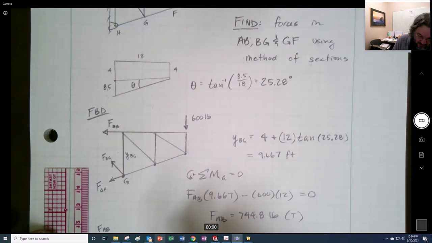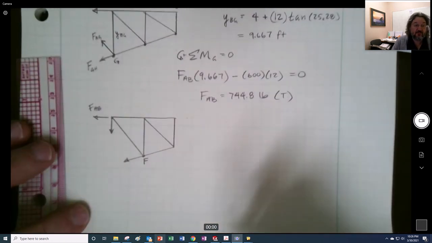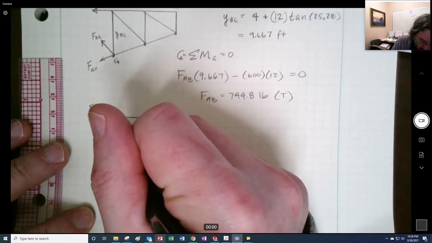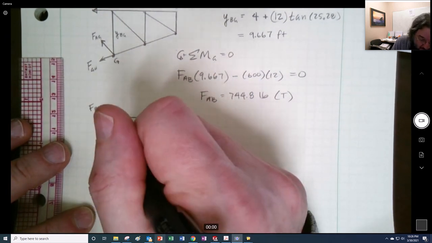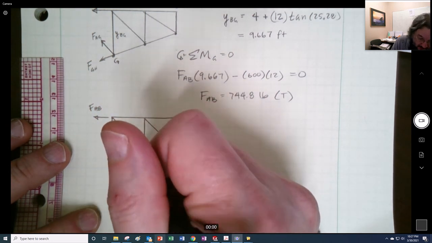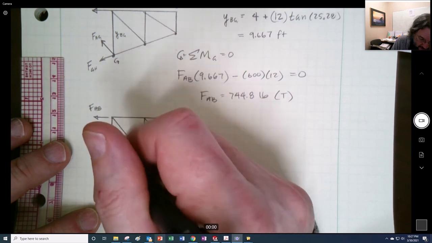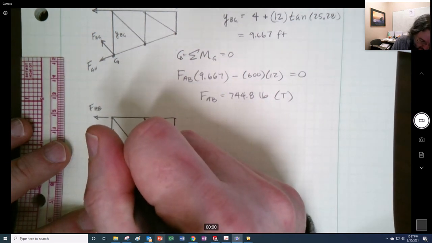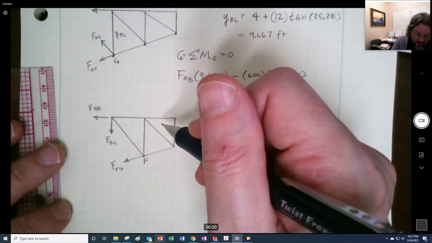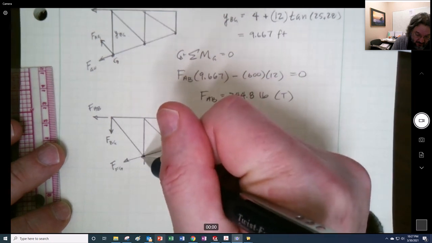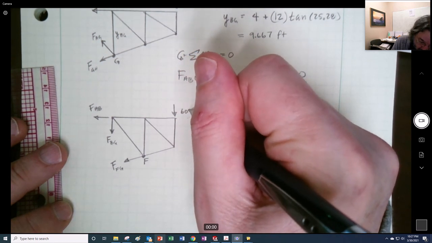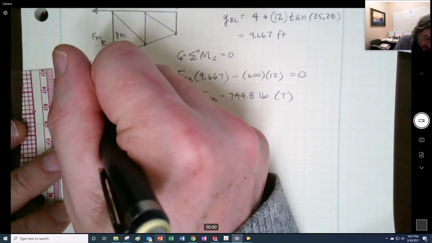And so now we're going to take the sum of the moments about F. Oops, sorry about that. Right here. So we have FBG, and we have FFG. I prefer to go alphabetical order right there. So we're going to take the sum of the forces. All right, we still have this force coming down here. Boom. We have our 600 pounds, and this is still an FBD.